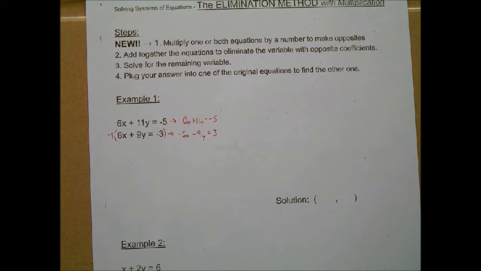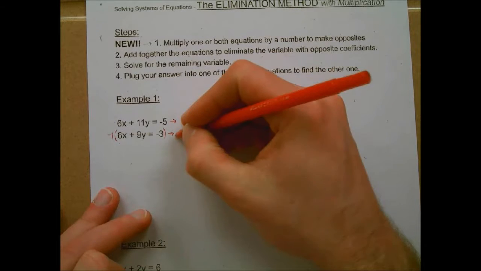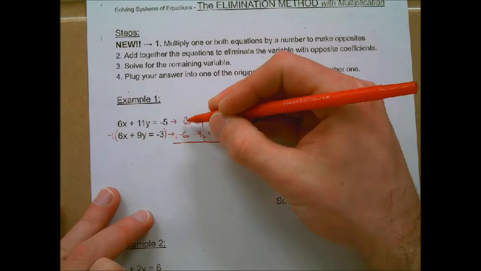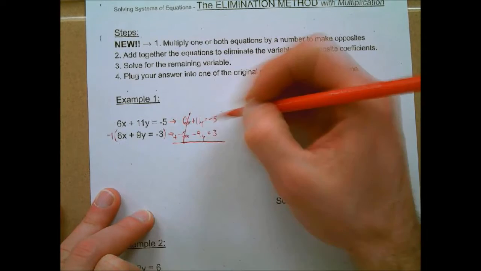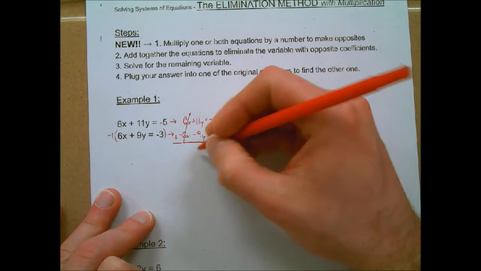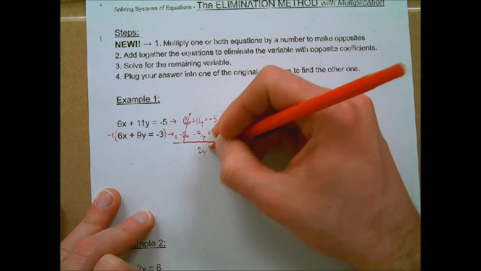Do we have opposites now? Yes. So what should we do with our two equations? Add them up. Yeah, add them together. So 6 plus -6 cancels. 11 plus a -9 is going to be 2. -5 plus 3, -2.